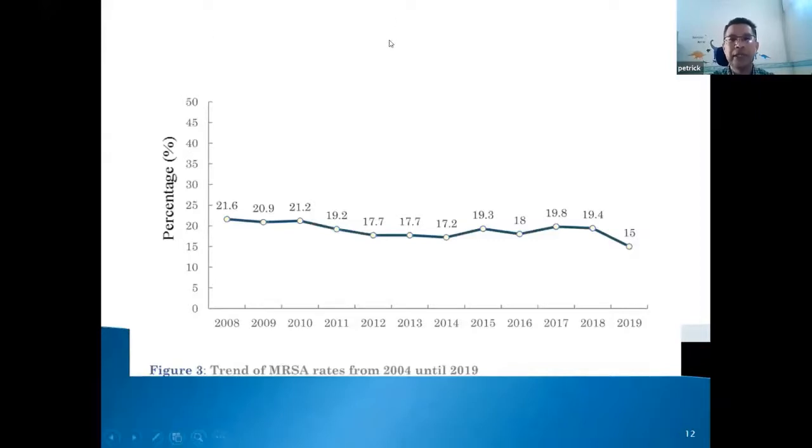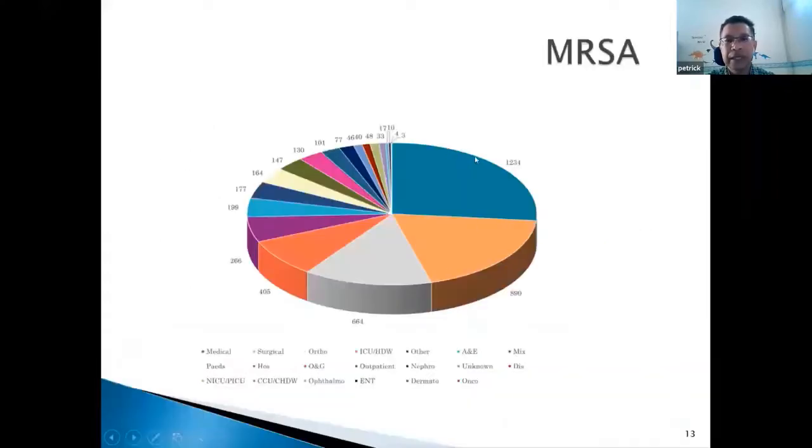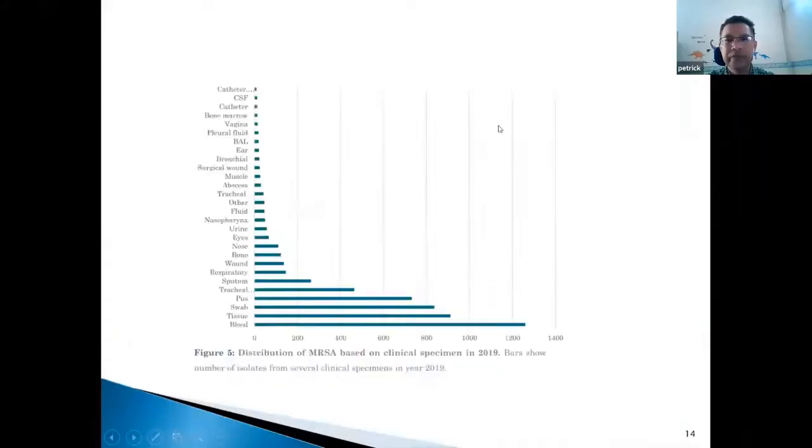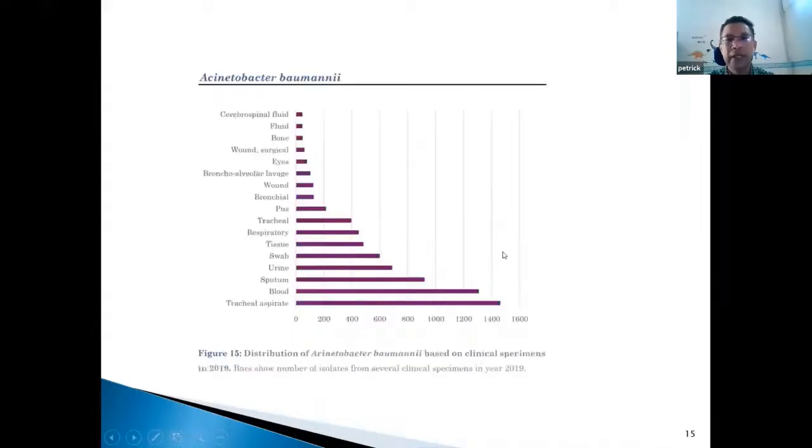This is one of the hospital-acquired infections. 80% of MRSA is developed from the hospital and 20% from the community. For the past 10 over years, you can see the positive rate is around 20%. In the past 1 to 2 years it has come down to 15%. So MRSA is a big thing, and mainly it's coming from the medical ward, surgical ward, and orthopedic ward. And mainly it's coming from blood, tissue, swab, pus, trachea. Trachea means through the lungs, sputum, respiratory, and the wound. So you know where your MRSA is coming from.